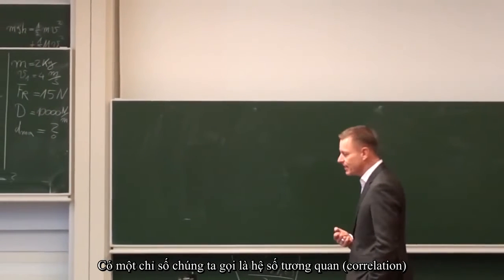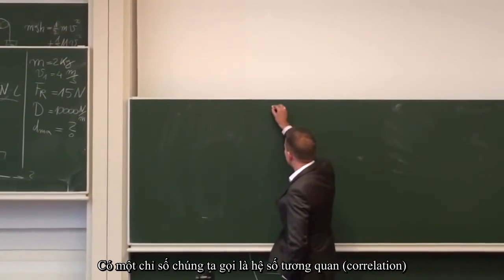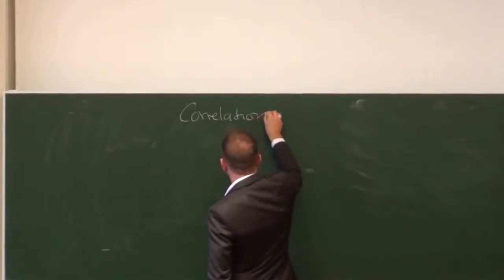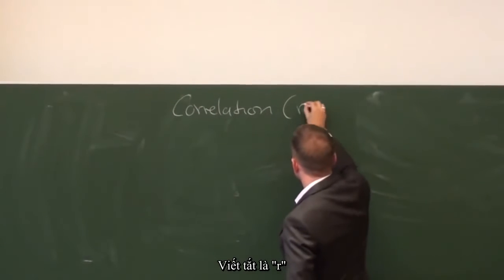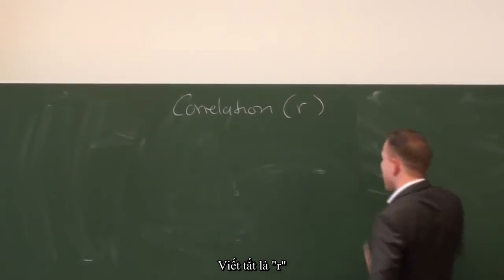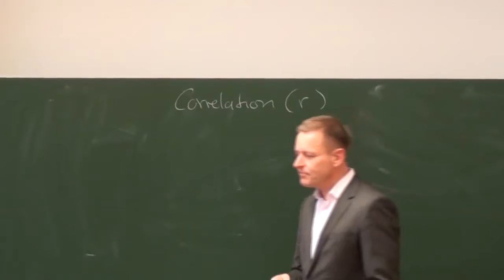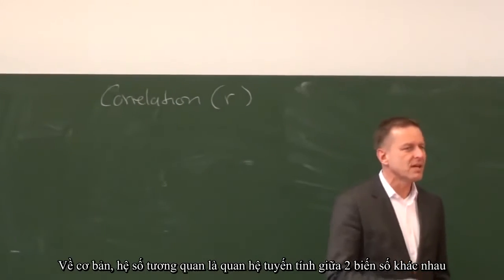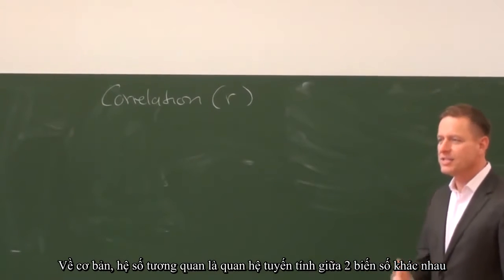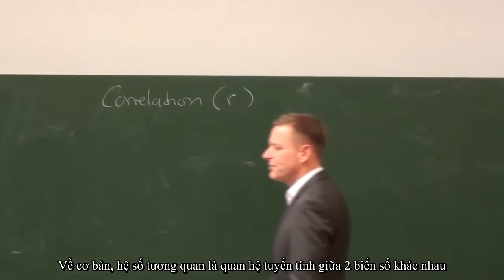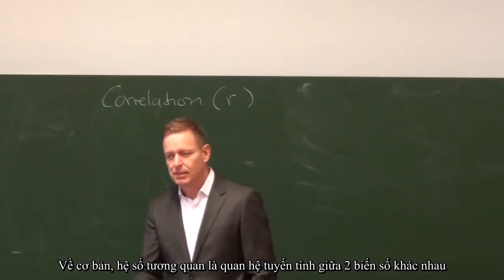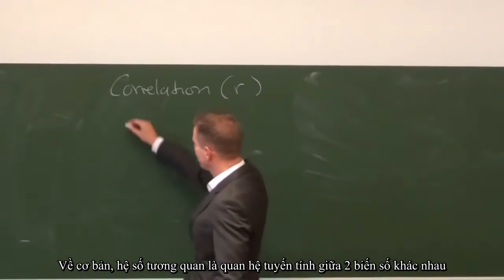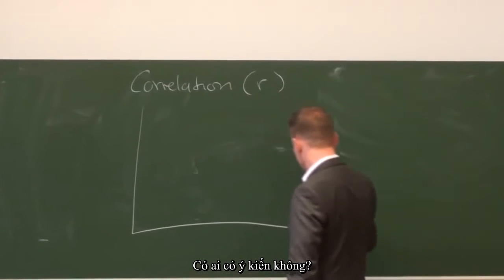There's one statistic which we name the correlation. In short, R. So, what is a correlation? You all know this. A correlation is the linear relationship between two different variables. What does that mean? Let's have the relation between two different variables. Any ideas?